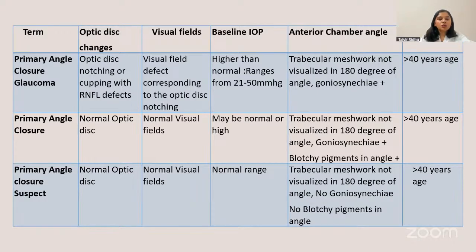But you still need to monitor them because a damaged angle might have high IOP later on also, which can progress to angle closure glaucoma even despite the YAG PI. Now in angle closure glaucoma, there is occludable angle, there are goniosynechiae. The baseline IOP is usually higher than open angle. It can be 21 to 50. The visual fields are usually corresponding with the optic disc.